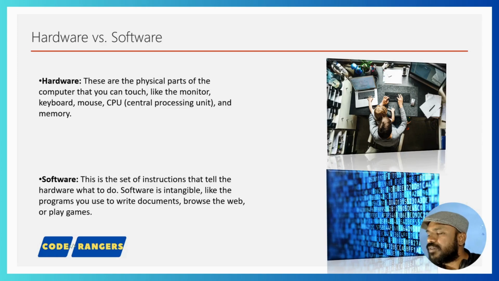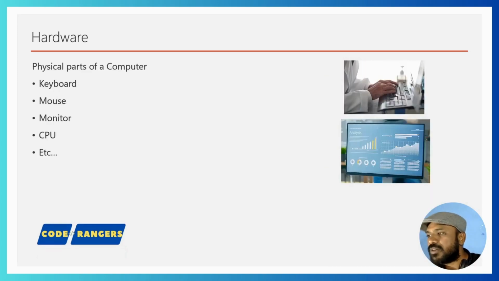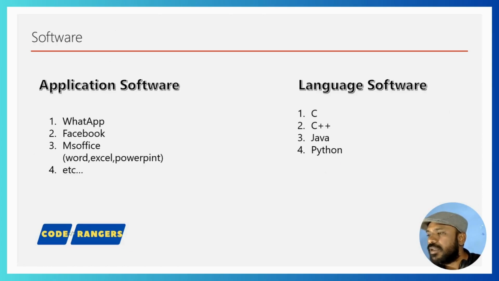A computer has hardware and software. Hardware means the physical parts of a computer: keyboard, mouse, monitor, CPU and all. Another part is software. What kind of software does it possess? A computer has application software. As you know, nowadays we use mobile applications, and on desktop we use MS Office, Word, Tally and all. These are software applications. The second type of software is language software.